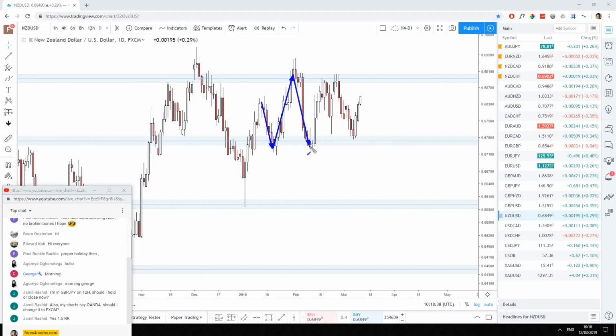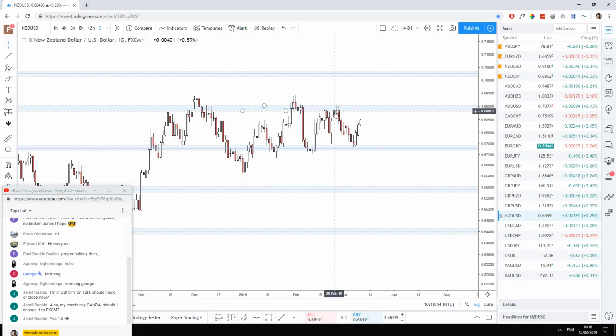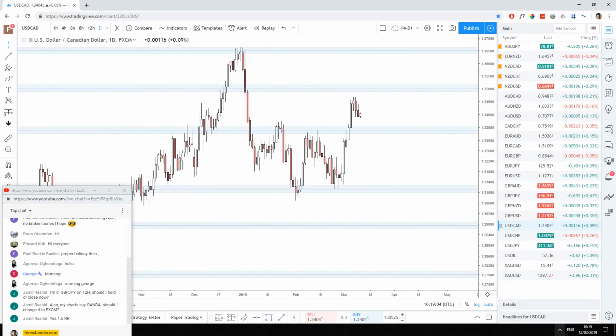We got a full bounce from the top, full bounce from the bottom, full bounce from the top, and now we're in the third bounce from the bottom. So this is an established range now. When price hits the top of this range, I'm going to be looking for a potential short trade here on New Zealand USD. I'll review all these potentials at the end of the analysis, so I'll go into a bit more detail there.